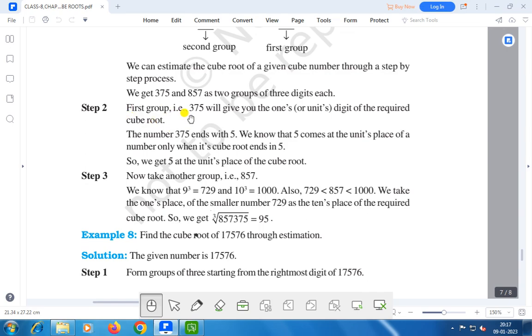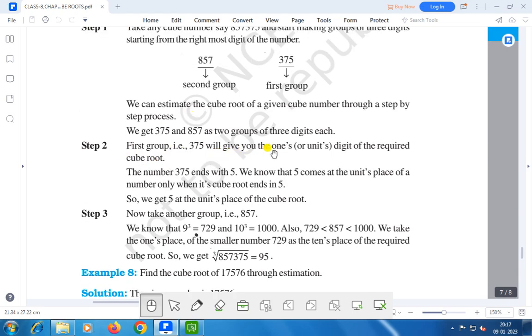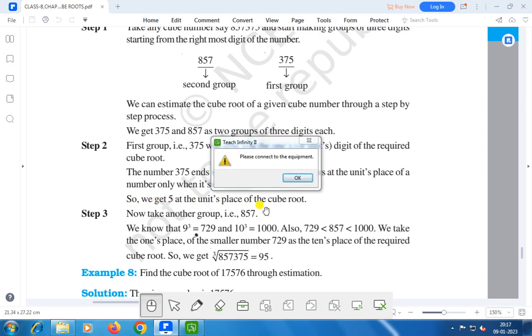The first group, 375, will give you the ones or units digit of the required cube root. The number 375 ends with 5. We know that 5 comes at the unit place of a number only when its cube root ends in 5. So, we get 5 at the unit place of the cube root.